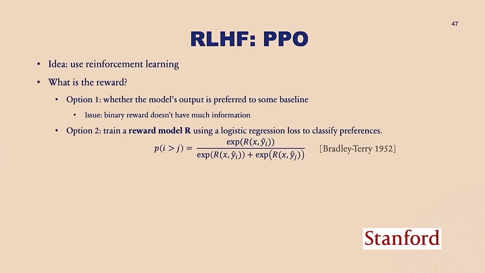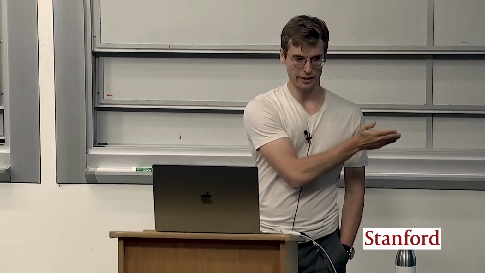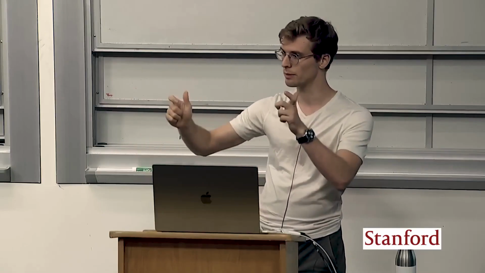Yes? Is this reward model going over the entire output, or is it going to... So this takes the entire output at once. So it takes all the input and all the output, and it gives one number.